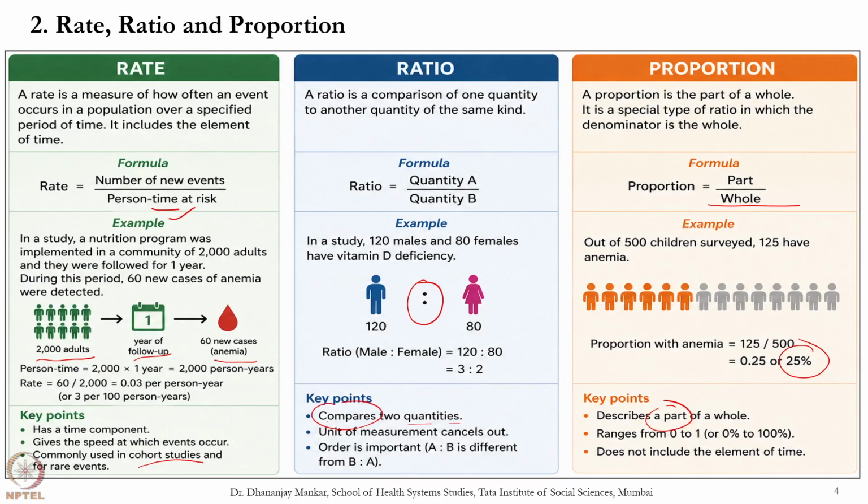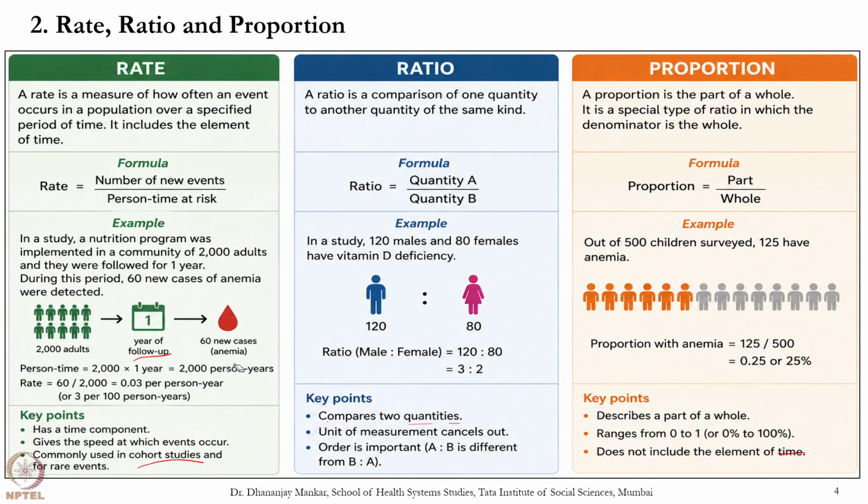There is no time here. Time is not a component here. So in proportion there is a part as a whole. In ratio there is a comparison of two quantities, and in rate there is time as a component, which gives you a speed along with it. So here comes the discussion that we have taken for rate, ratio and proportion.